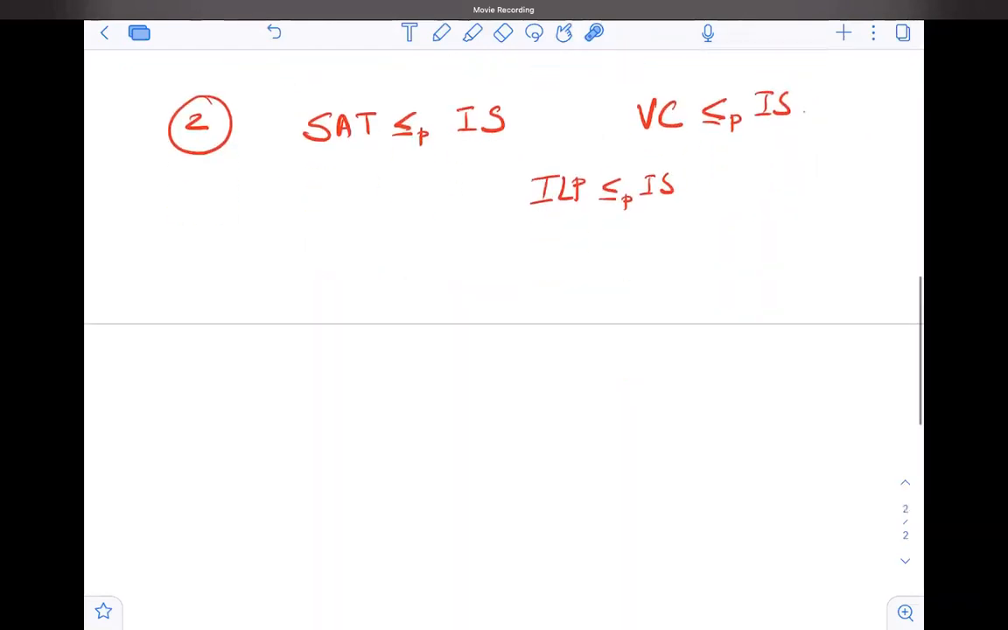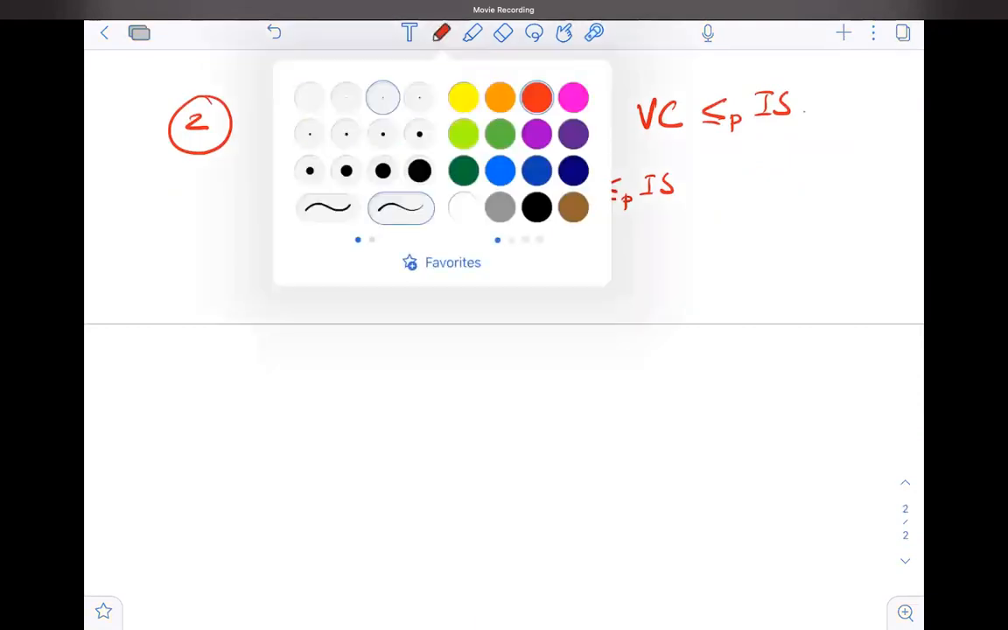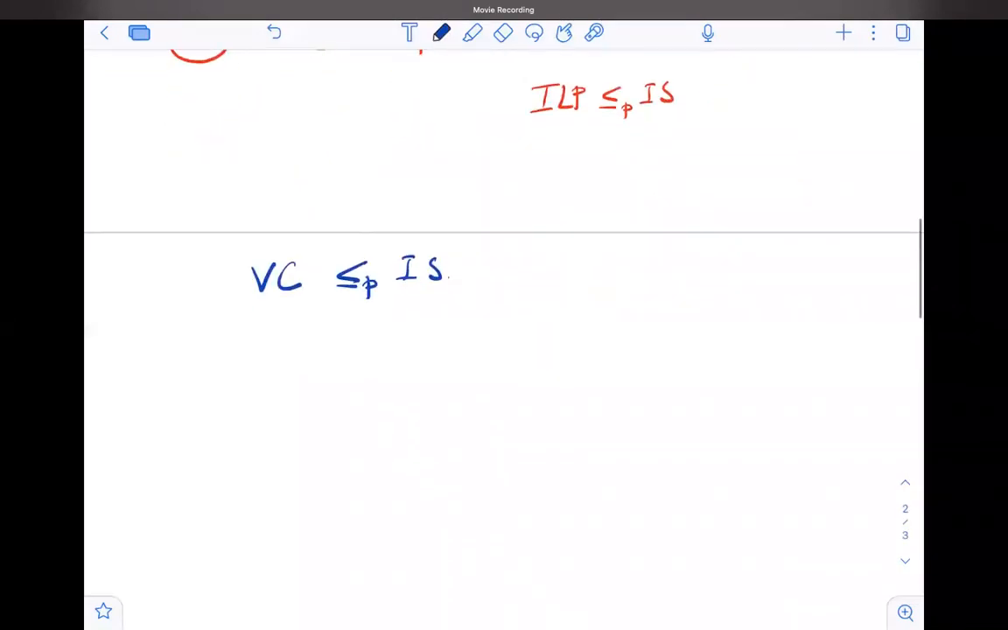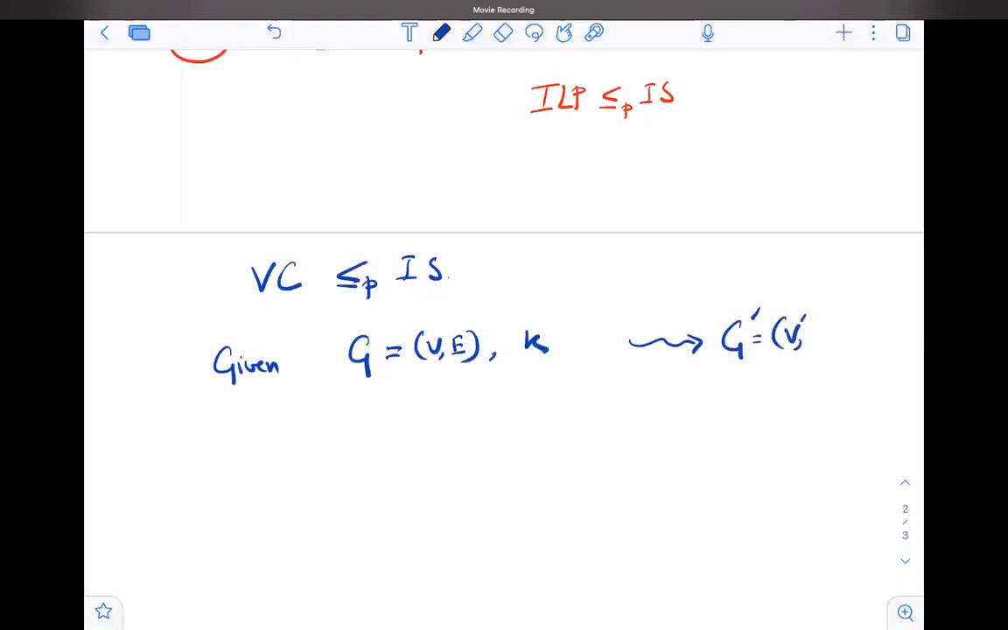So let me tell you, first of all, many of you have used this particular thing. Vertex cover is less than independent set. Now that is a very easy, nice one. So what do you have to do? If you want to prove that vertex cover is less than independent set, the idea is that you are given, so you better write it down, a graph G, which is V comma E, and a K. I want to produce a G prime, which is V prime comma E prime, and a K prime.